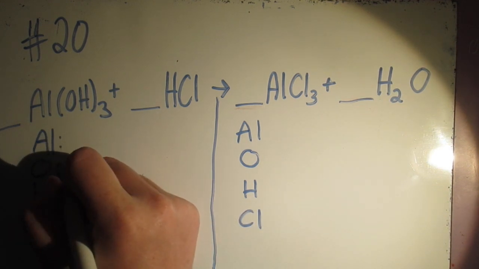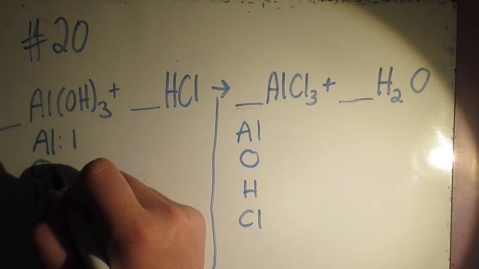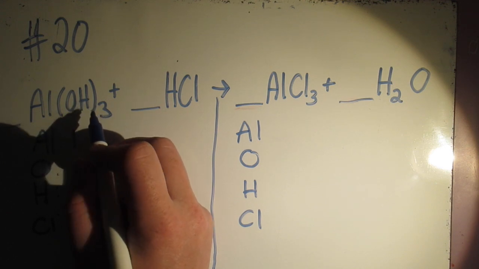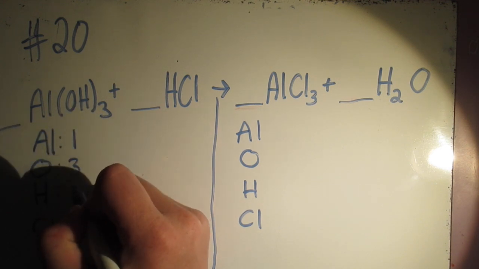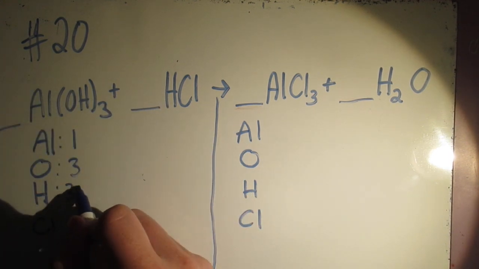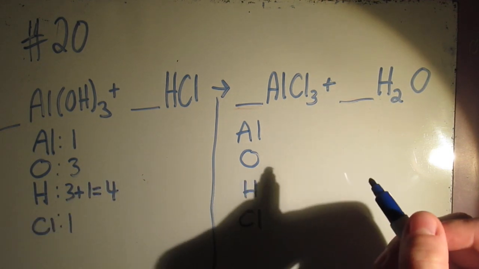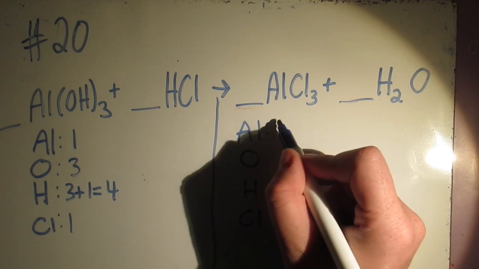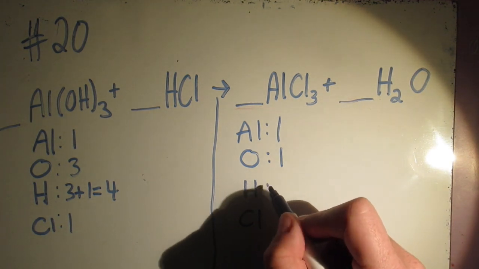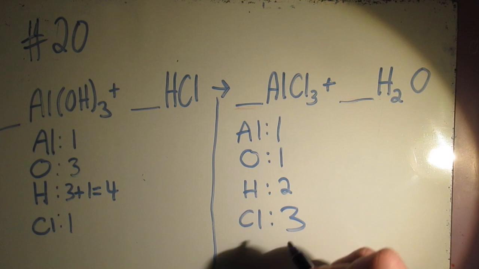So counting our atoms, we have 1 aluminum. Oxygen, we have 3 because 3 is outside the bracket, so it applies to everything inside of it, so that's 3. Hydrogen, we have 3, but then we have 1 over here, so we can't forget that one, so we actually have 4. So 3 plus 1, 4, and chlorine, we have 1. So here we have 1 aluminum, oxygen, we have 1. Hydrogen, 2, and chlorine, we have 3.